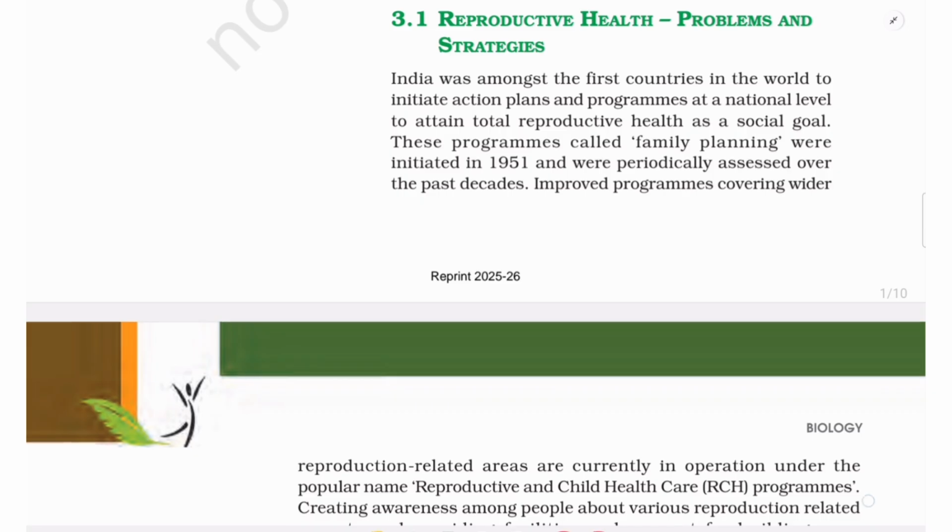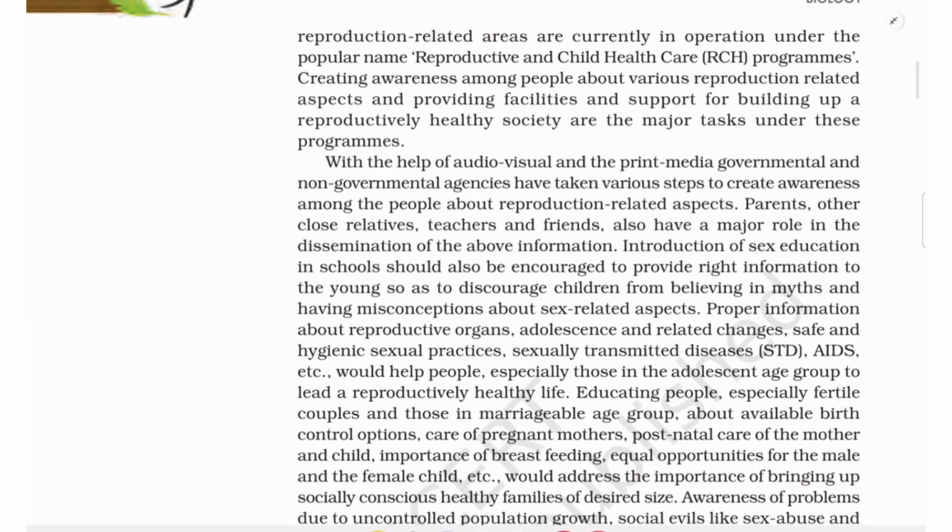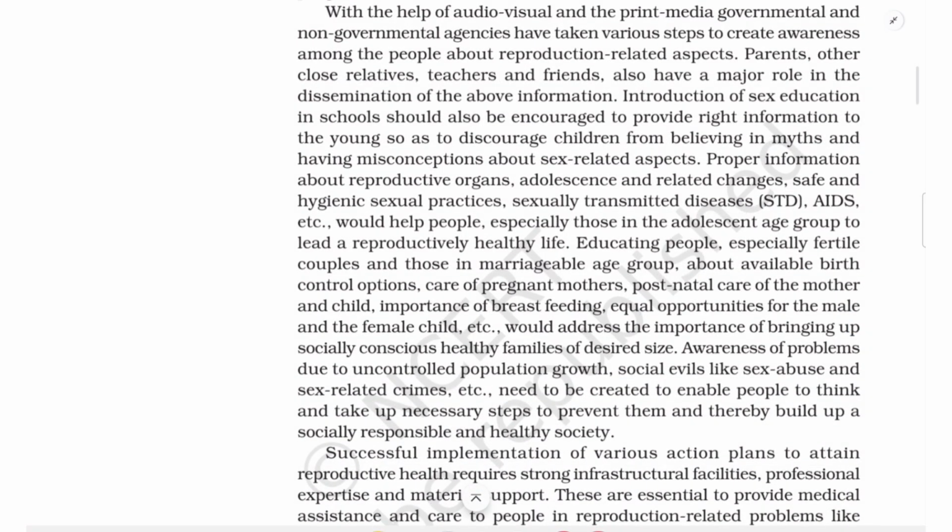Improved programs covering wider reproduction-related areas are currently in operation under the popular name Reproductive and Child Health Care (RCH) programs. Creating awareness among people about various reproduction-related aspects and providing facilities and support for building up a reproductively healthy society are the major tasks under these programs. With the help of audiovisual and the print media, governmental and non-governmental agencies have taken various steps to create awareness among the people about reproduction-related aspects.